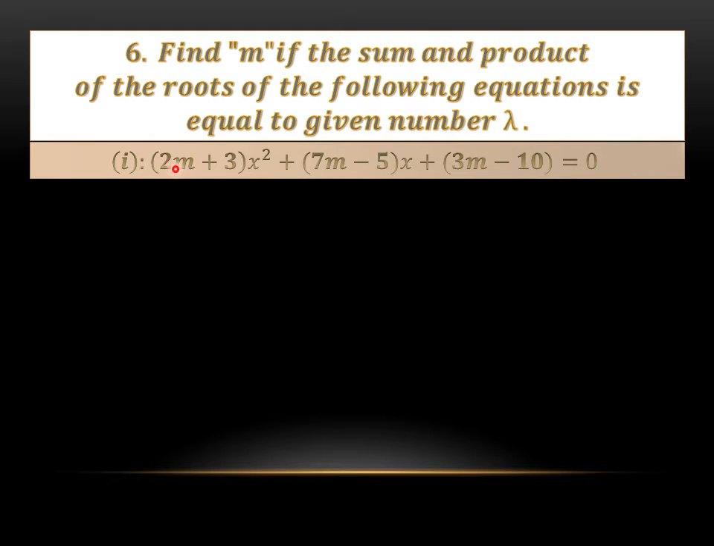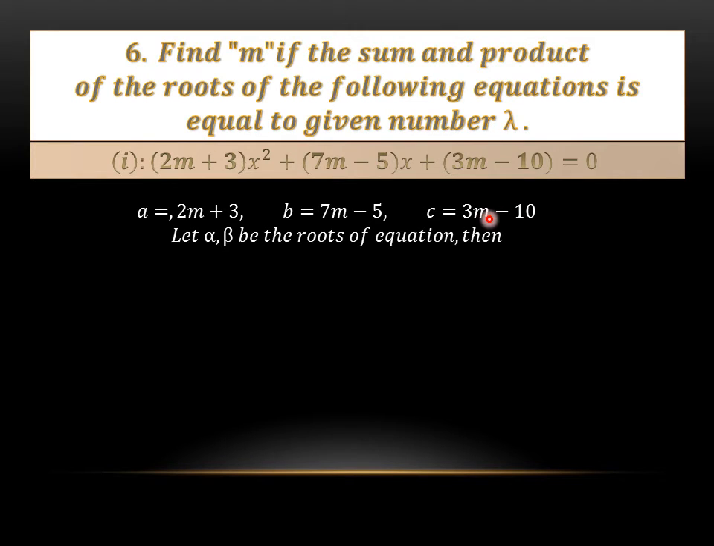The given equation is (2m plus 3)x squared minus (7m minus 5)x plus (3m minus 10) equals 0. We all know that the formula of sum of the roots is minus b by a and the formula for product of the roots is c by a. So to find the sum and product, we have to know the values of a, b and c. Taking the values from the given equation, the coefficient of x squared, which is 2m plus 3, will be a. The coefficient of x, which is 7m minus 5, will be b. And the constant term is c, which is 3m minus 10.